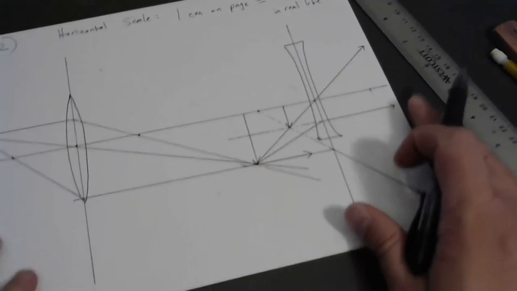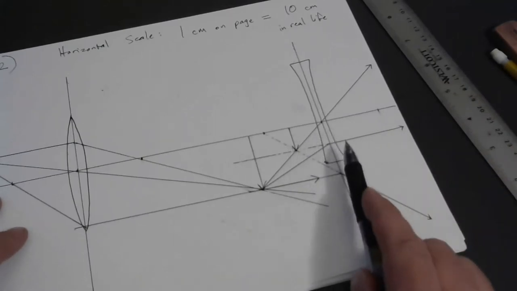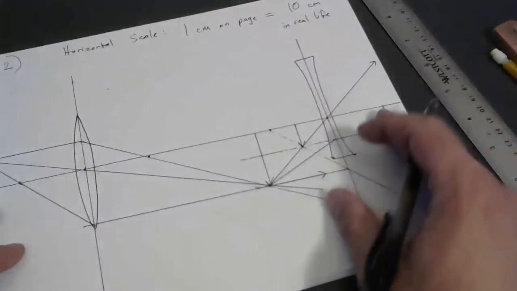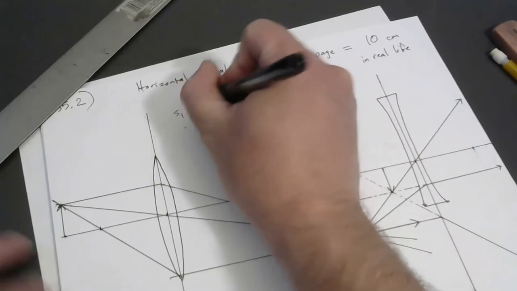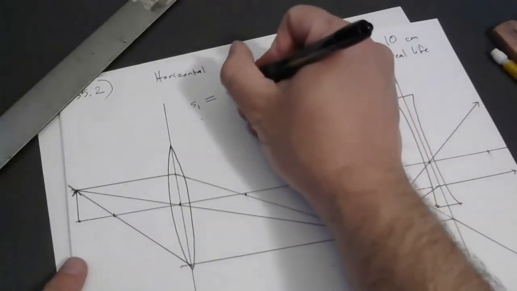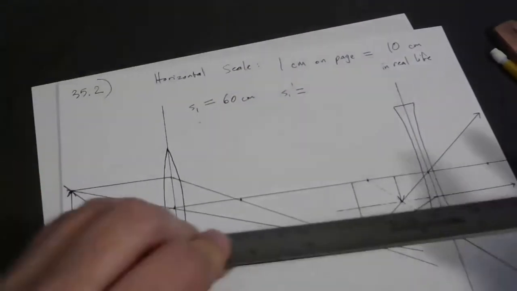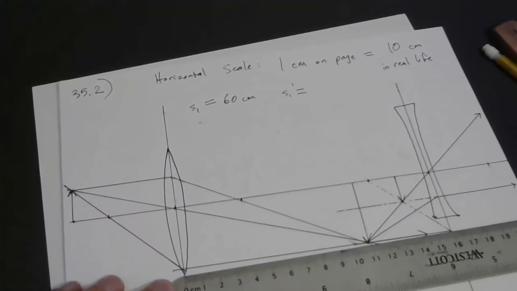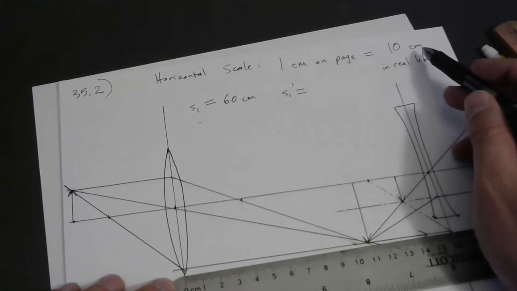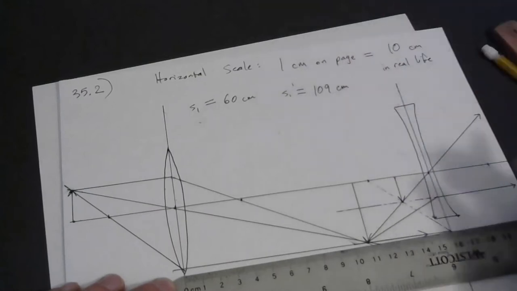So, using the ray diagram, I've already done most of the work. Let me determine now S2 prime. What's the final image distance? Or how about we just do everything in order here? S1, well, that was given to us. That's the 60 centimeters. S1 prime, well, that's the image distance for the first lens. On my ruler, that comes out to be, I'll call it 10.9. Well, remember our lateral scale, 10.9 would be 109 centimeters in real life?